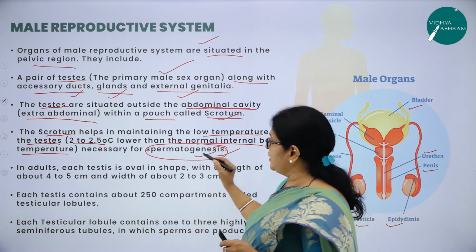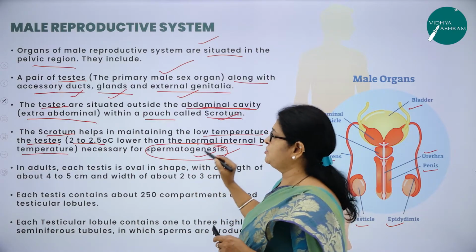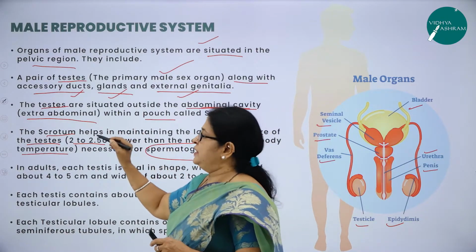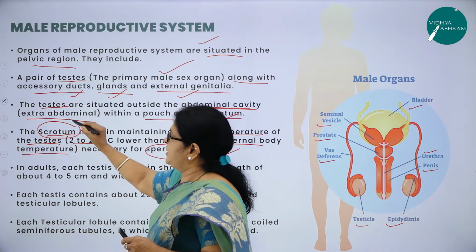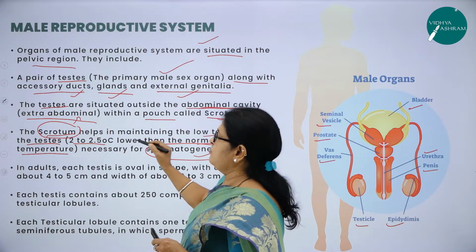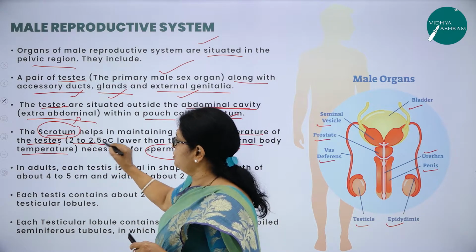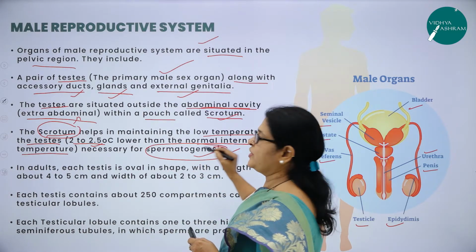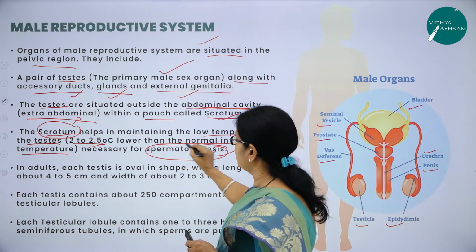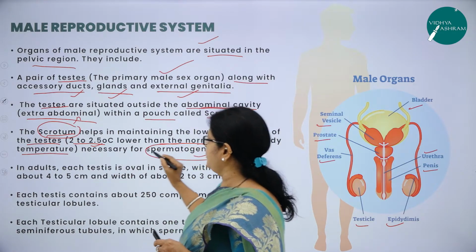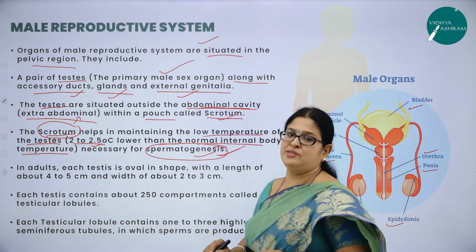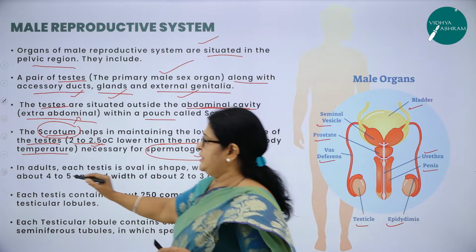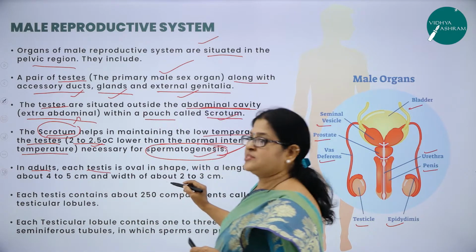To help this very important process called spermatogenesis, the testis is located in the scrotum, extra-abdominally, right? And what is the temperature it maintains? 2 to 2.5 degree centigrade. And this is very much important for what? It is lower than the normal temperature, which is going to facilitate what? Spermatogenesis.